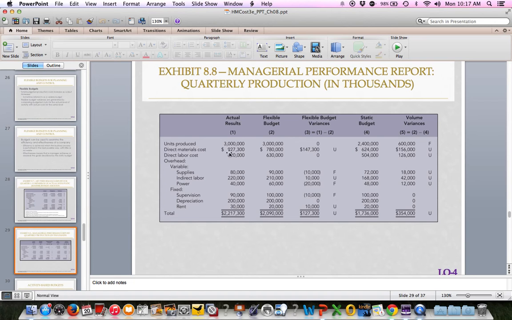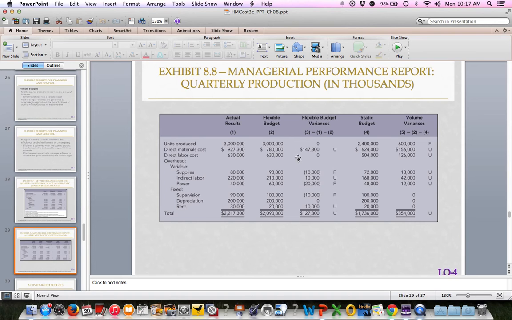So based on this, I can see that I was not efficient in my direct materials. While I made 600,000 more units than I originally budgeted for my static budget, and when I compare those assumptions into a 3 million unit number, I can see that I will have an unfavorable variance of $147,000. So I was not efficient in my production of my goods for whatever reason.